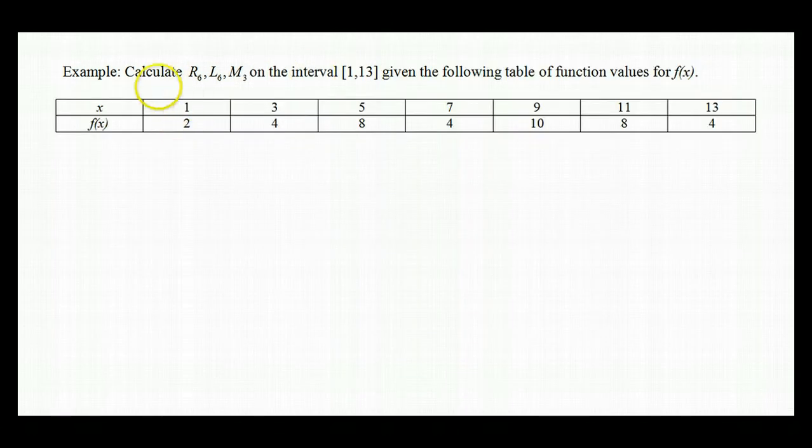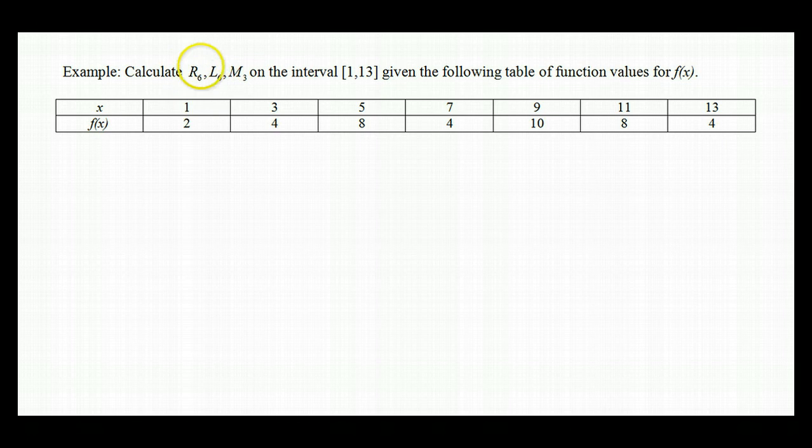In this next example, we're going to calculate R6, L6, and M3 on the interval from 1 to 13, given the following table of function values for f of x. So we're not explicitly given f of x, we're just given points on the graph of f of x. So the point 1, 2, the point 3, 4, the point 5, 8. So we're going to take some time to go through R6 using the formula that we have and then doing a graphical representation, but then we're going to calculate L6 and M3 using a little bit of shortcut notation, or just shortcuts, meaning that we understand the concept behind using these rectangular sum approximations.